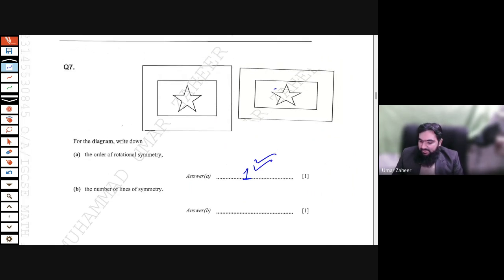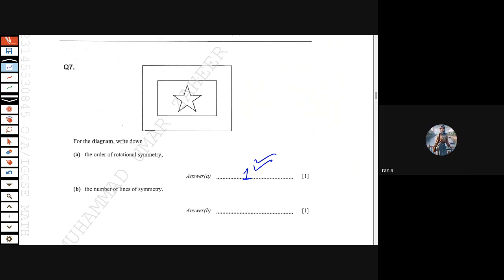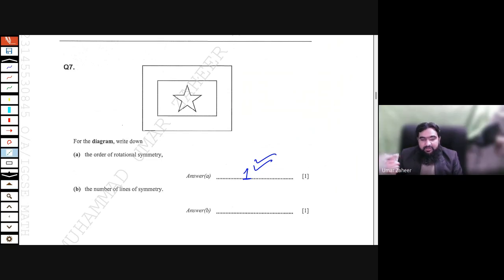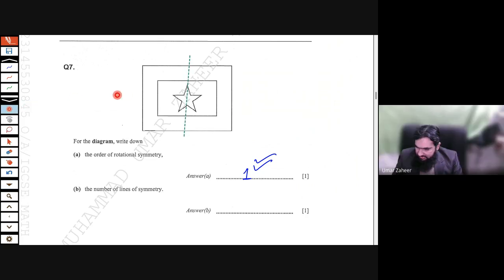All right, the number of lines of symmetry. Sir, one only. Just tell me, is it horizontal, diagonal, or vertical? Vertical, one through the middle. Yes, we are getting the same image, this part is going to be on the other side. Any other one? Horizontal? No, we don't have horizontal. So this means that there is only one line of symmetry.